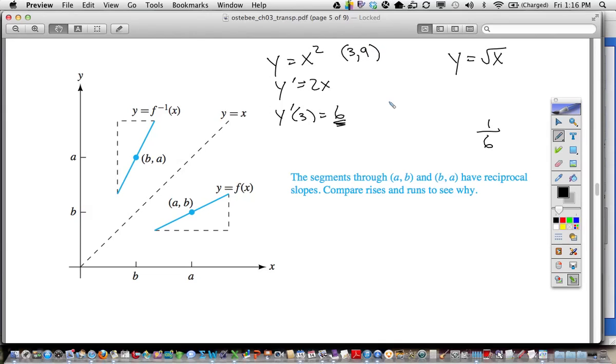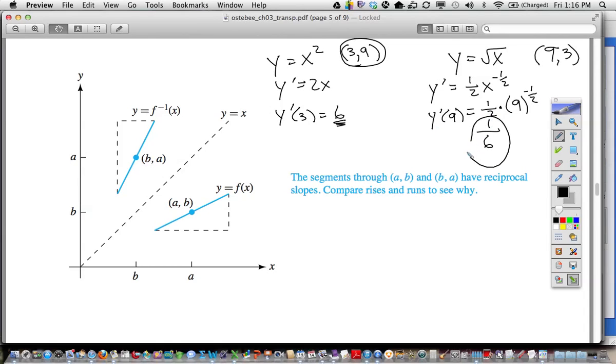Let's think about that a minute. If the point (3, 9) is on this graph, then isn't its counterpart the point (9, 3)? So think about that a minute. This is x to the 1/2, so what's its derivative? 1/2 x to the negative 1/2, and now what if we did y prime at 9? That would be 1/2 times 9 to the negative 1/2. Now what's 9 to the negative 1/2? Well, it would be 1 over 9 to the 1/2. What's 9 to the 1/2? 3. 1 over 3 times 1/2 is 1/6.